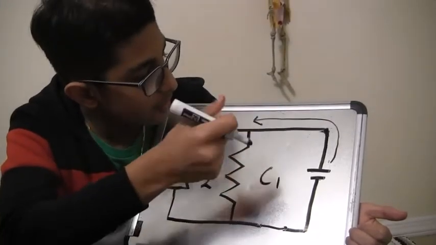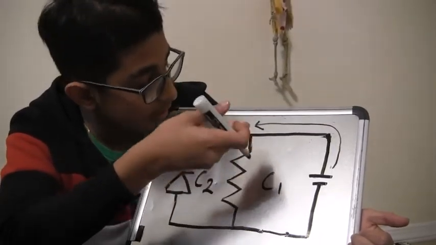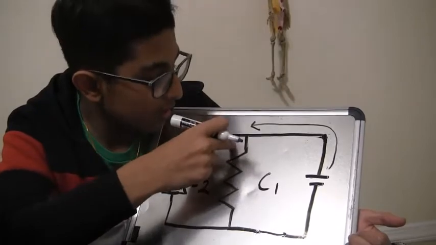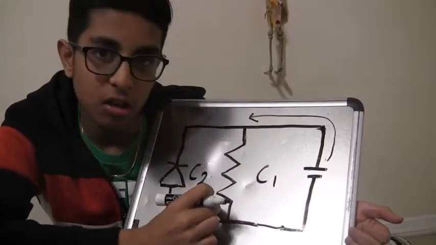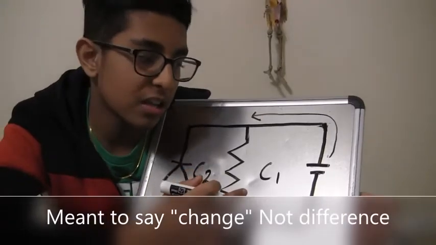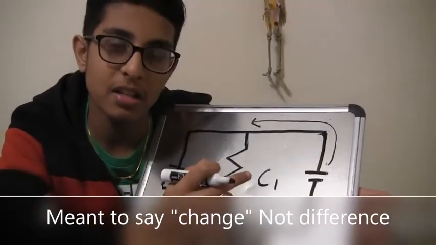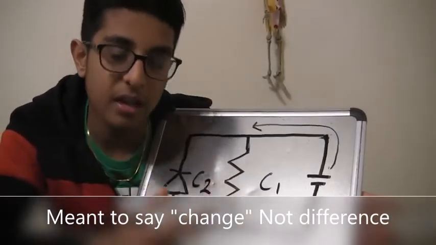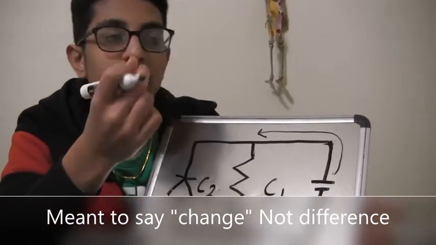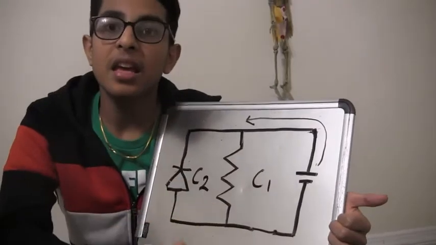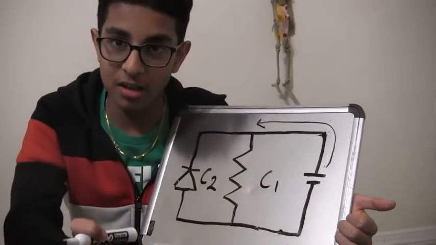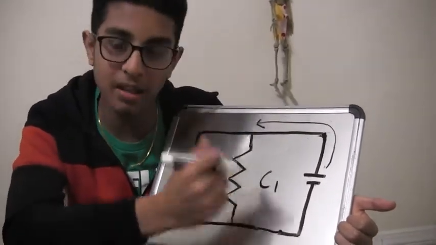What I'm saying is that when the current gets to here, it creates that magnetic field, and that magnetic field creates more. How would I explain it? It's like there's a change. You say a change, right? There's a change to the magnetic field.